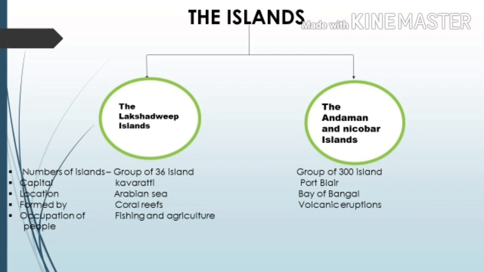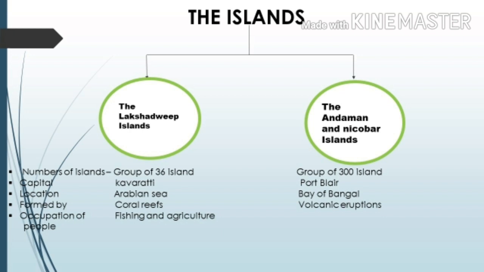Now we are going to learn about the islands. An island is a piece of land that is surrounded by water from all sides. India has two major island groups, the Lakshadweep Islands and the Andaman and Nicobar Islands. Lakshadweep Islands are located in the Arabian Sea in the west, while Andaman and Nicobar Islands are located in the east in the Bay of Bengal. Let us study the major features of these islands.